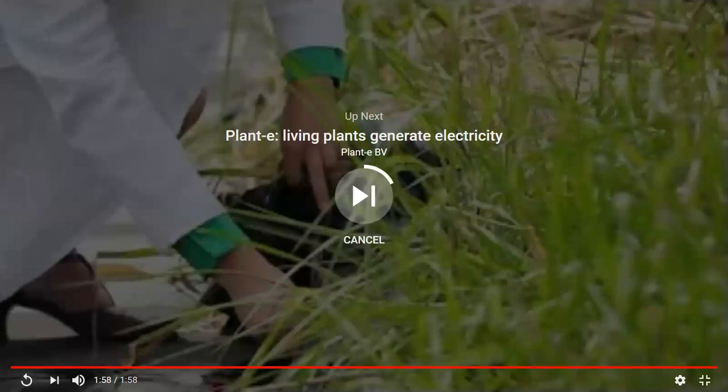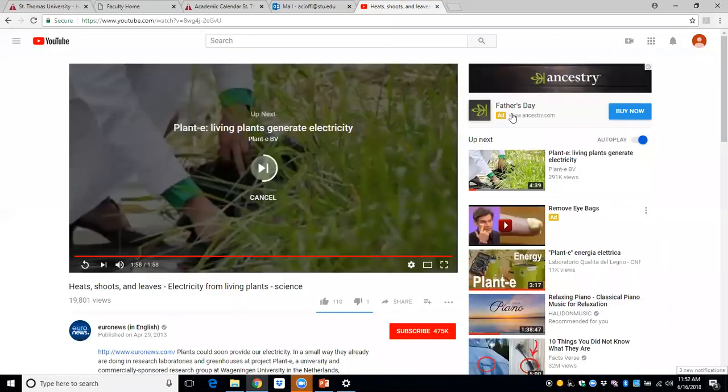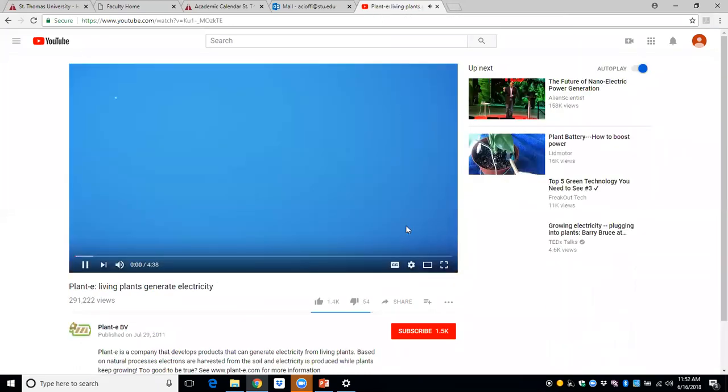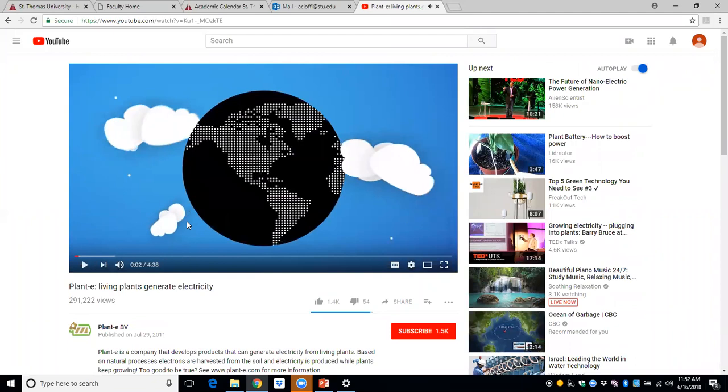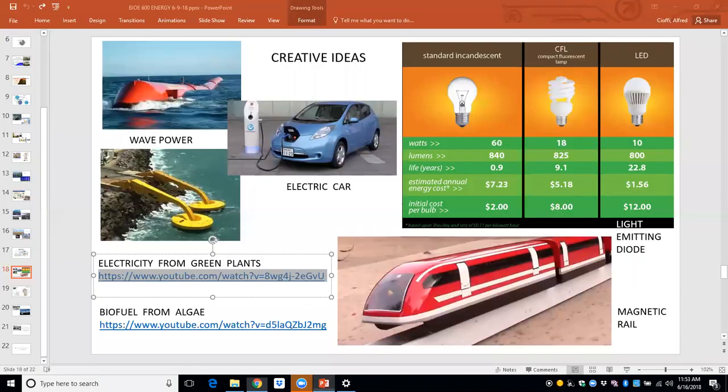Wageningen University is in the Netherlands, so they're very up on these. Yes, that would be a perfect place because they have limited farmland, so to speak, and all the soil that they've recovered from the ocean. But anyway, that's a creative idea of harvesting electricity from plants, right?